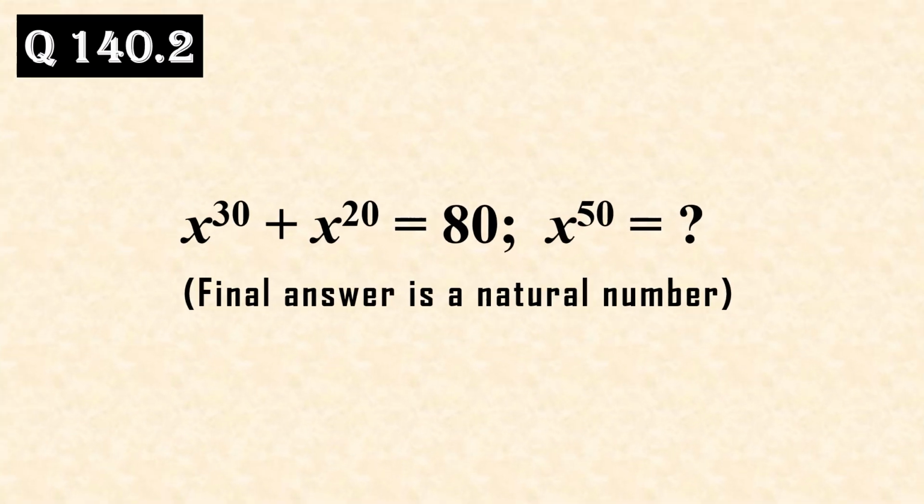Here is the second question, question 140.2. X power 30 plus x power 20 is equal to 80. Find x power 50. X is not a rational number, but your final answer, that is, x power 50, is a natural number. Repeat, x power 30 plus x power 20 is equal to 80. What is x power 50? Your timer is on.